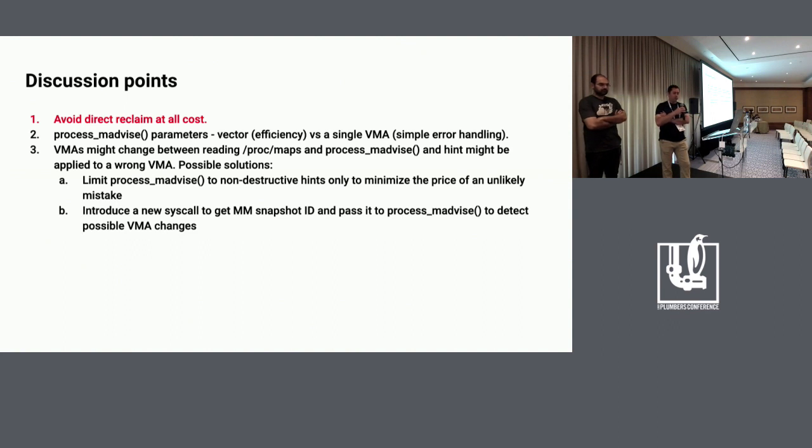And on the second question, we're still debating whether we want to go with a complicated snapshot ID approach or just say we allow errors. If we hint and the VMAs changed under us, it's a non-destructive hint. And we will have to limit process_madvise to work with only non-destructive hints in that case. So for example, MADV_FREE would not work with this function, because it is destructive.